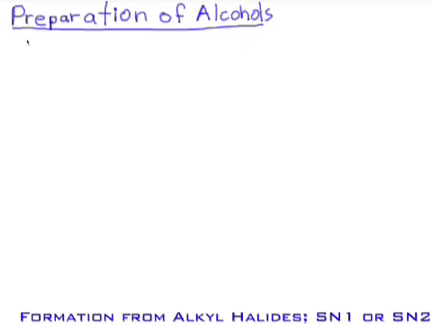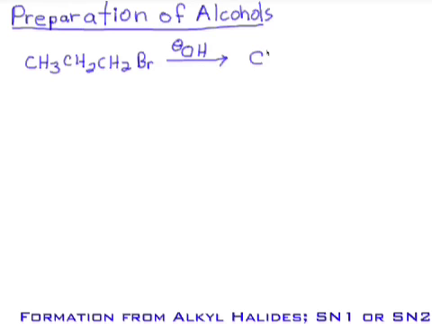reactions with alkyl halides. We learned that primary alkyl halides such as propyl bromide will readily react with hydroxide or even water under proper conditions to provide us with an alcohol.